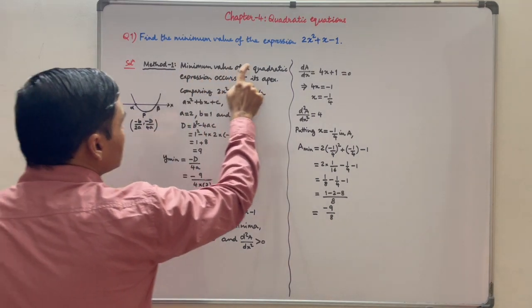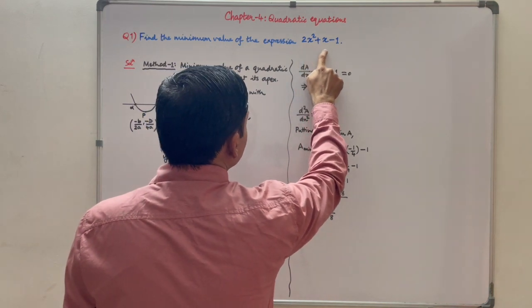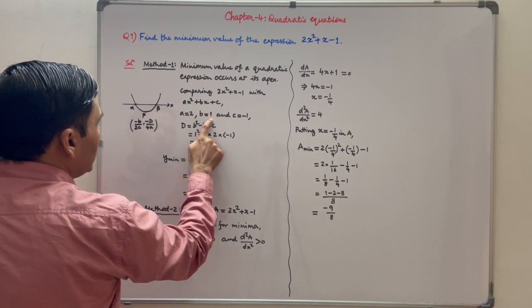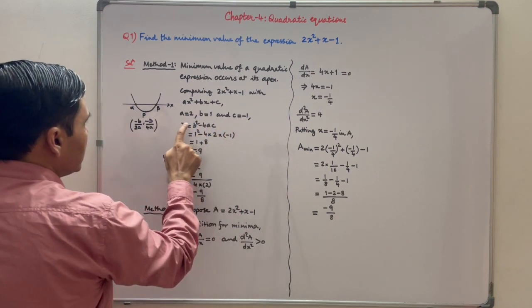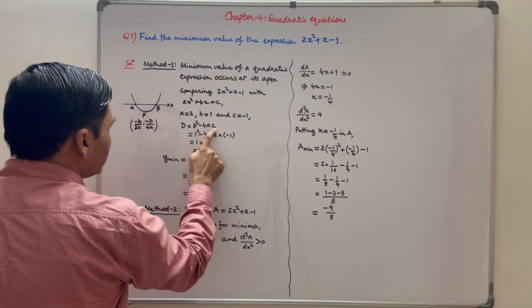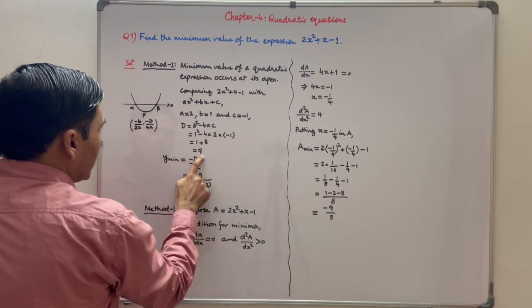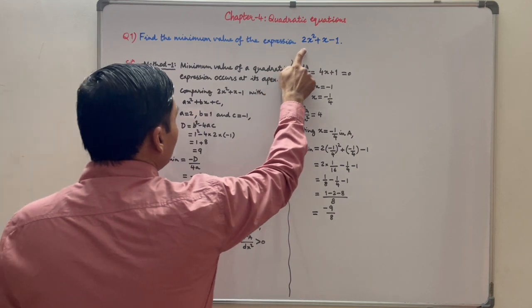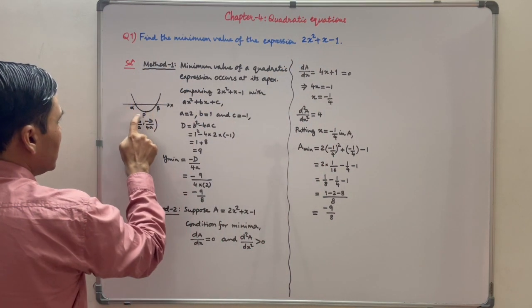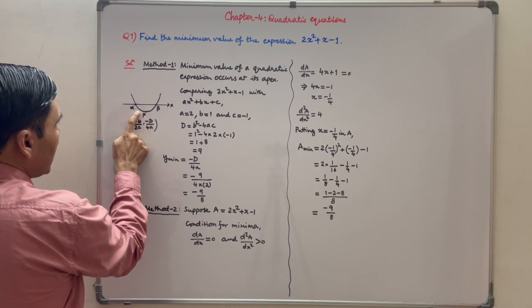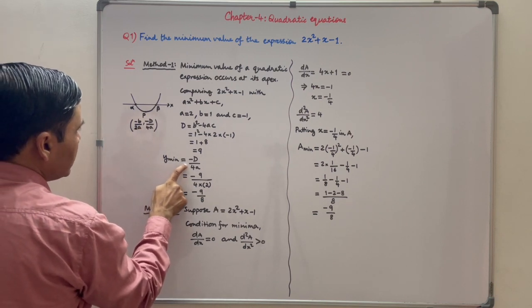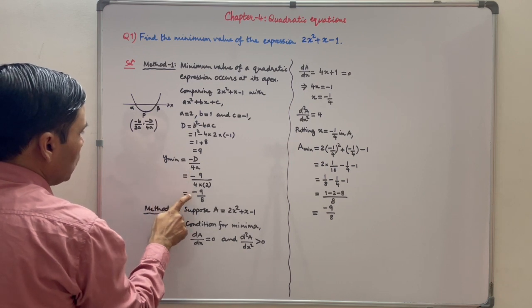First method, the given expression is in the form ax square plus bx plus c. So comparing, we get a is equal to 2, b is equal to 1 and c is equal to minus 1. Discriminant d is equal to b square minus 4ac. So d comes out to be equal to 9. A is greater than 0 and b is greater than 0. So graph of 2x square plus x minus 1 will be something like this. Y minimum will occur at point P, which is apex of the parabola. Its value is given by minus d by 4a. So y minimum is equal to minus d by 4a, which comes out to be equal to minus 9 by 8.